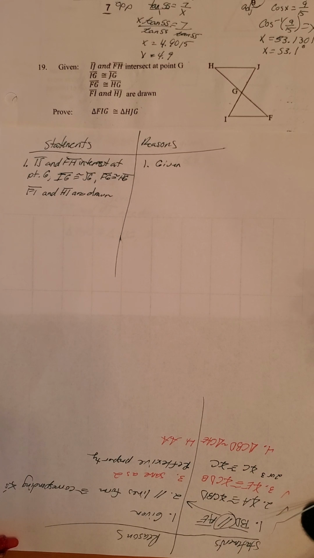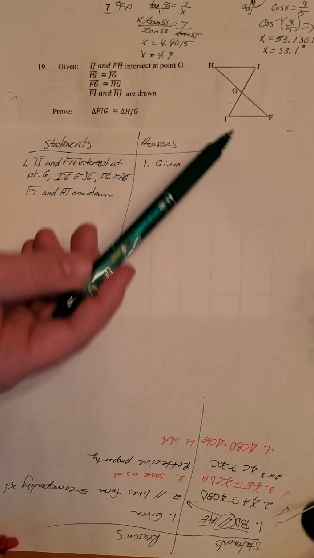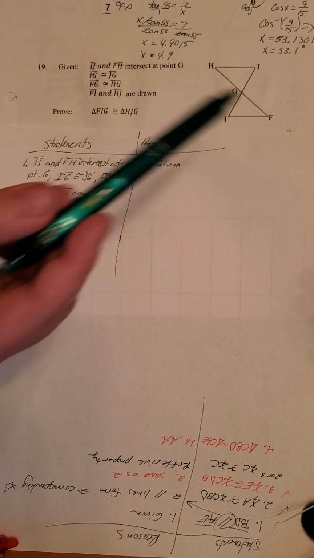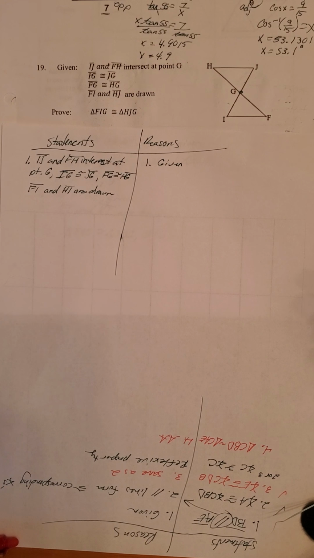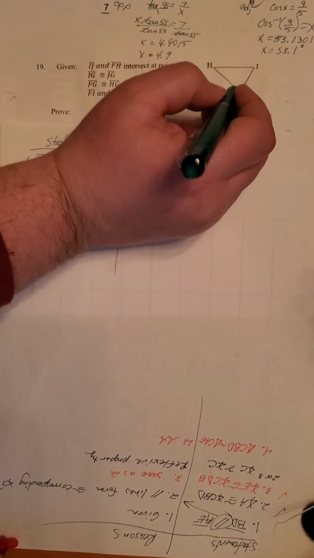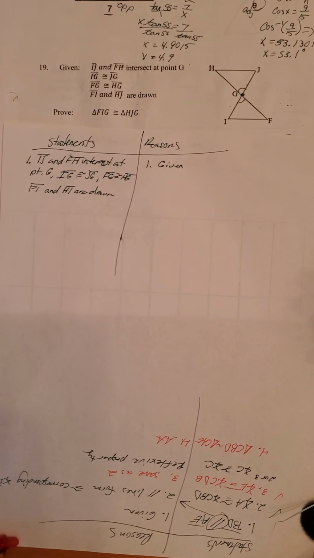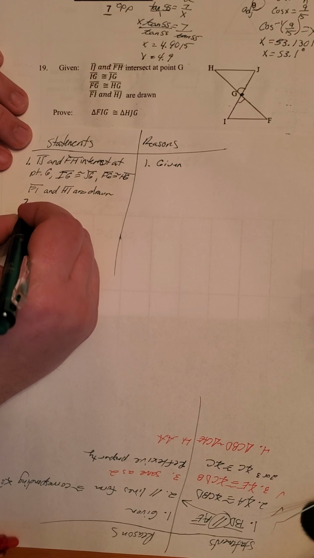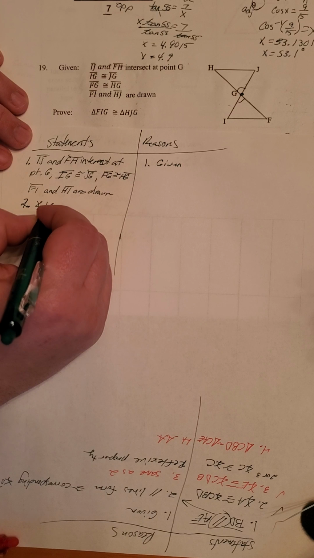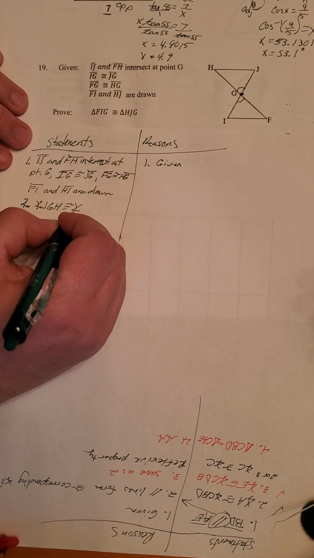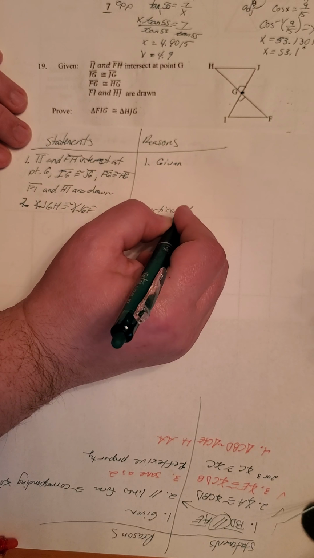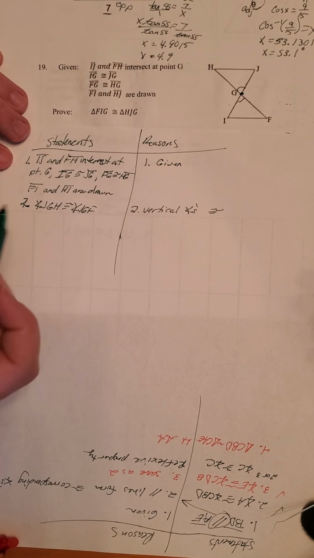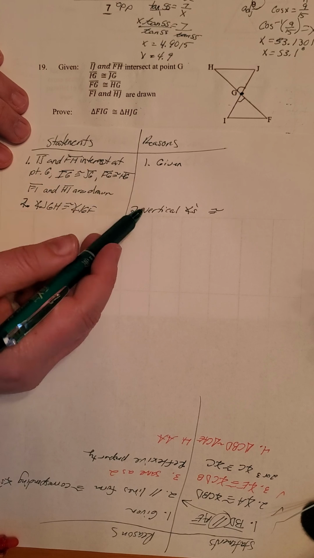Now, each of those givens determine and tell us something about the picture. So let's start with the first one. It says that IJ, so this segment here, and FH or HF, they intersect at G. What does that tell us? Well, if you have two lines that intersect, they form vertical angles, and vertical angles are congruent. Oops, so number two would be that angle JGH is congruent to angle IGF, and the reason is vertical angles are congruent. So we use that first one to lead us to vertical angles.